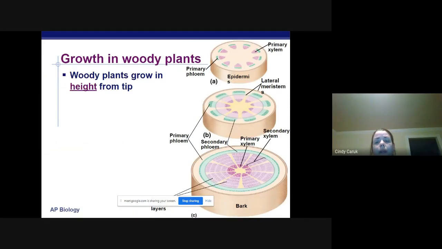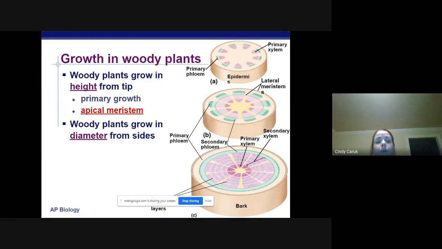Here in a woody plant, we have primary growth still with the apical meristem, but we also have secondary growth. And that's your lateral meristem. And we have two types. You have the vascular cambium. That's what we see here between the phloem and the xylem. So it's going to be making new phloem and new xylem. The old xylem is getting filled up with sap and stuff, and that's the wood.